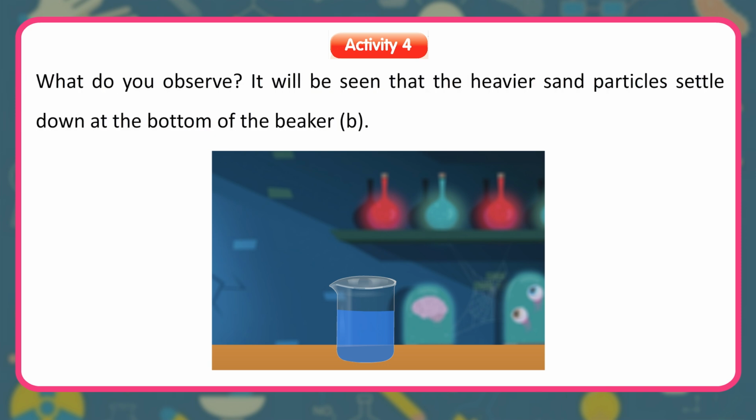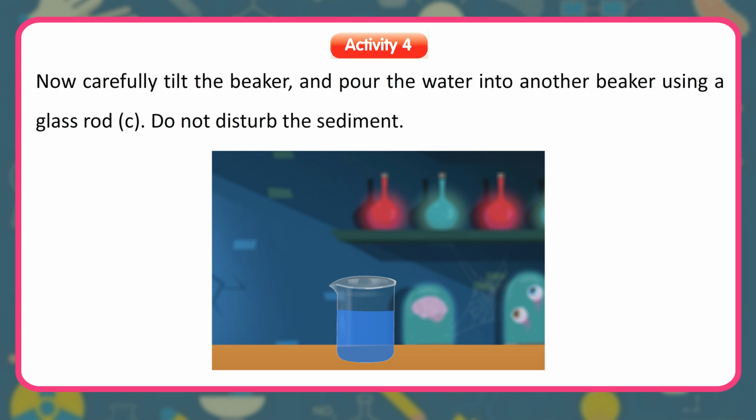It will be seen that the heavier sand particles settle down at the bottom of the beaker, B. Now carefully tilt the beaker, and pour the water into another beaker using a glass rod, C. Do not disturb the sediment.